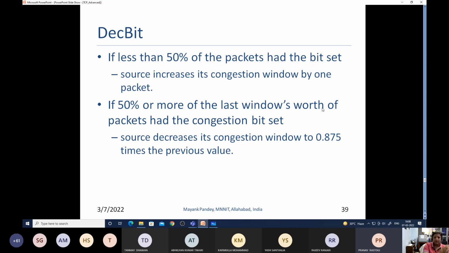If 50% or more of the last window's worth of packets had the congestion bit set, for example if it sent 15 packets in the last round and 8 or 10 of them have the congestion bit set, then it will decrease the window to 0.875 times the previous value. How this number came up, they have done some experiments. Fine.